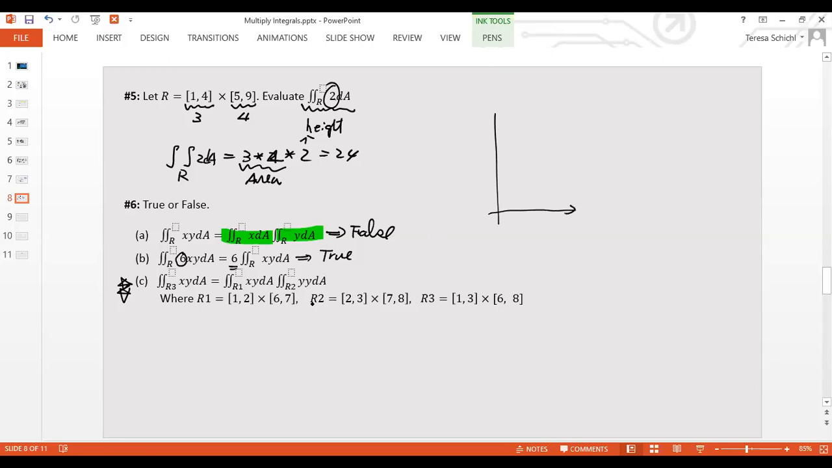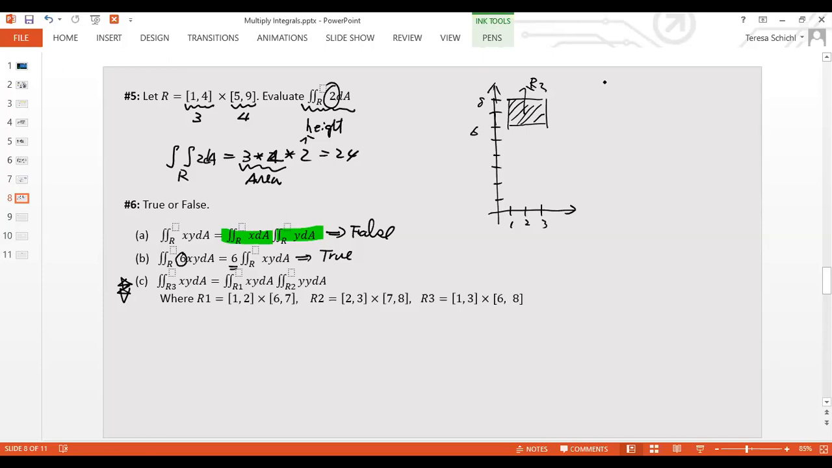So the first one, the R3 is 1 to 3, right? So this is 1, 2, 3, 1, 2, 3, 1, 2, 3, and 6 to 8: 1, 2, 3, 4, 5, 6, 7, 8, right? 6 to 8. So this is 6 and 8. This is the R3s, right?